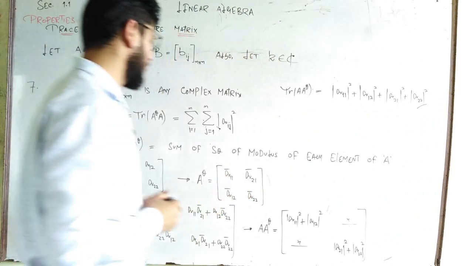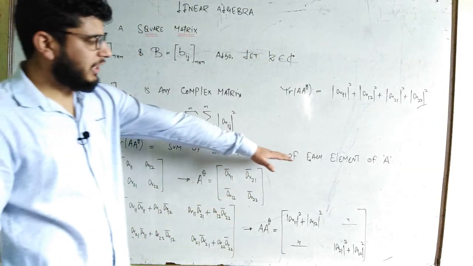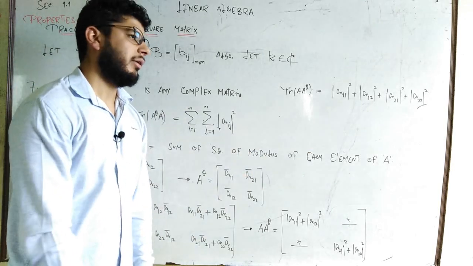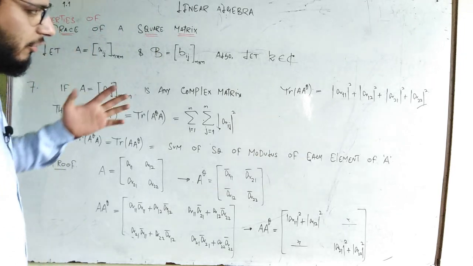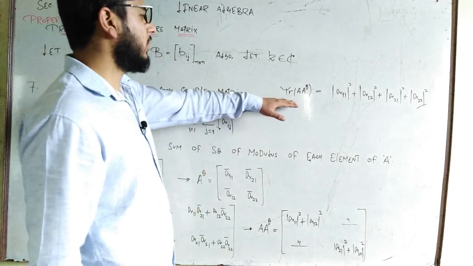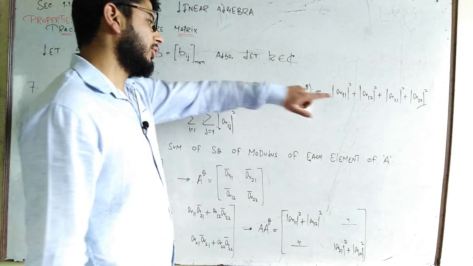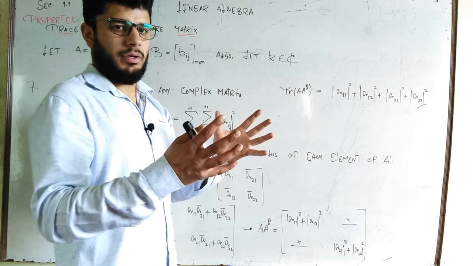That's A22. That's this. The sum of squares of modulus of each element of it. So this is the trace of AA conjugate. Now you can clearly see the next property will be that trace of AA conjugate. This one is now a real number, right? Modulus of a complex number is a real number.